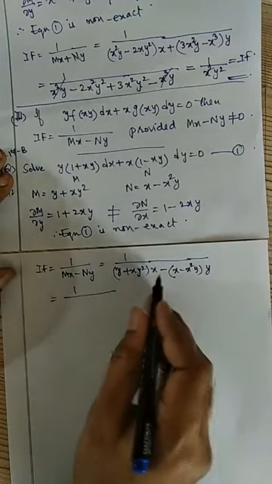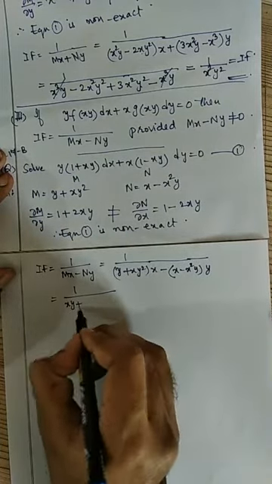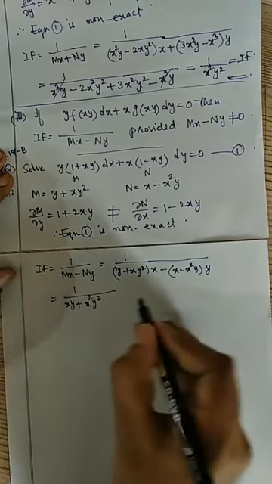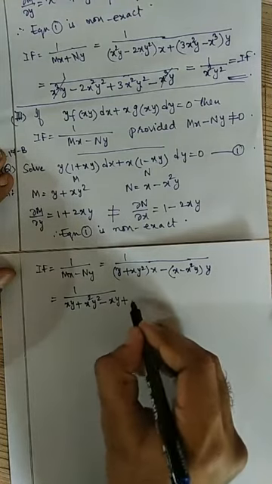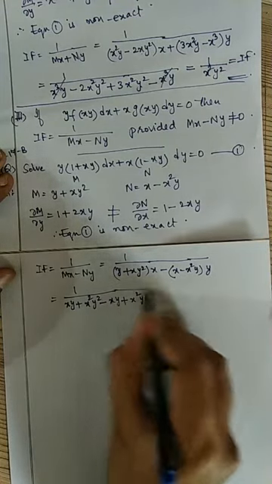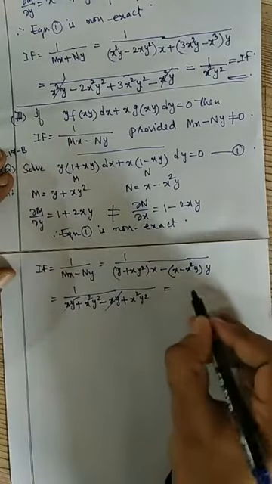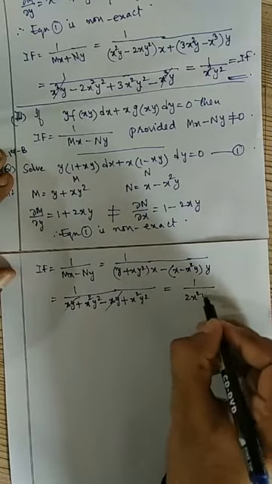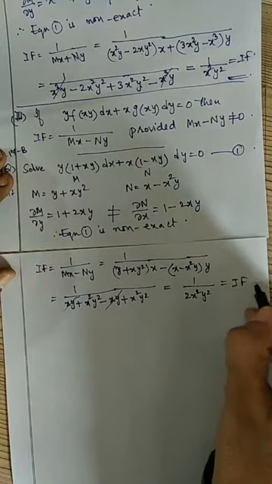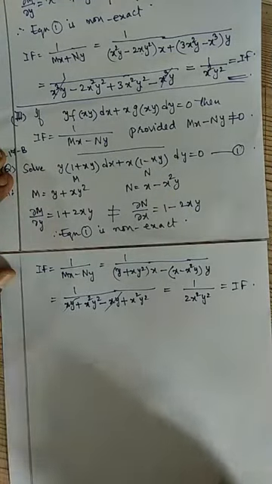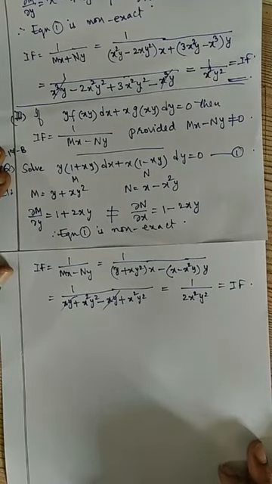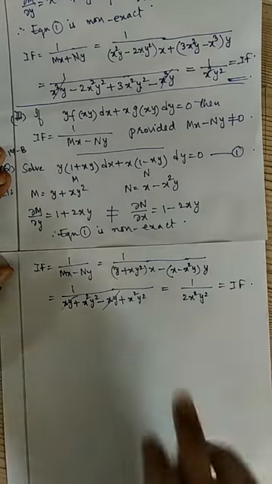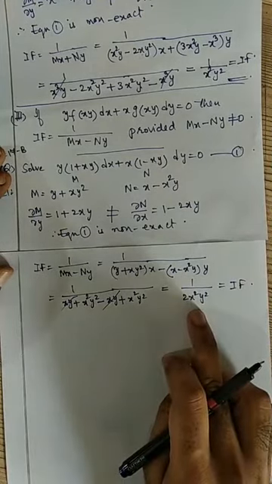1 by what will happen? xy plus x square y square, then minus xy, then minus minus plus x square y square. Here xy will get cancelled. Remaining is 1 by 2x square y square, which is the required integrating factor. So once we get this, you observe the equation here, we are asked to solve this. We are not just asked to find the integrating factor, but we are asked to solve this. So we are getting the integrating factor as 1 by 2x square y square.